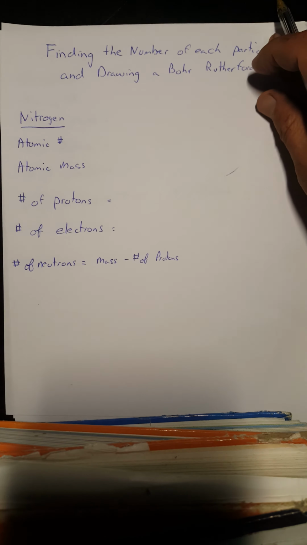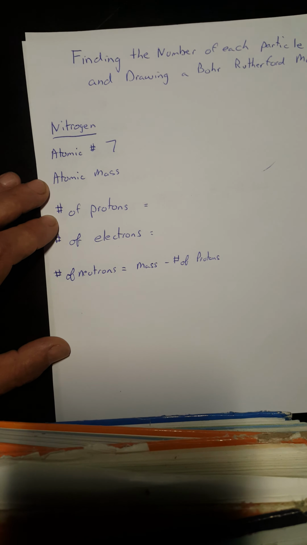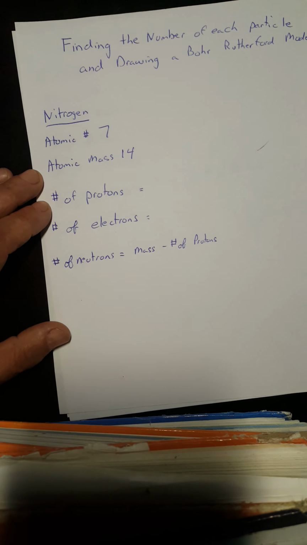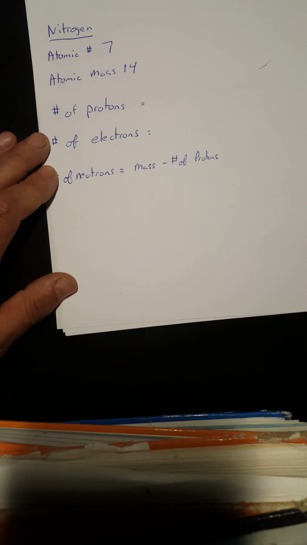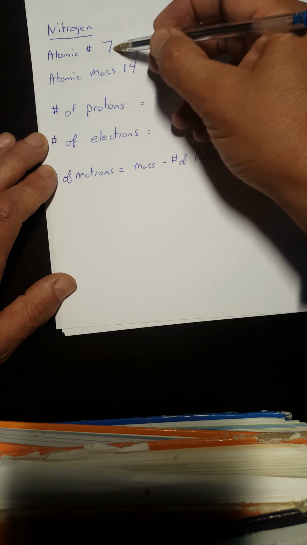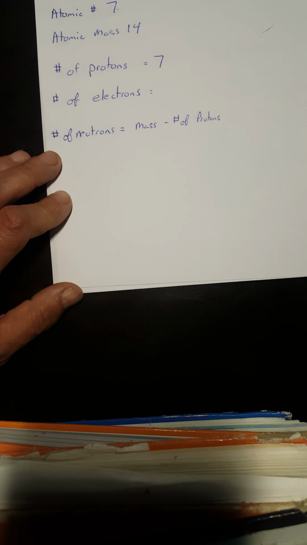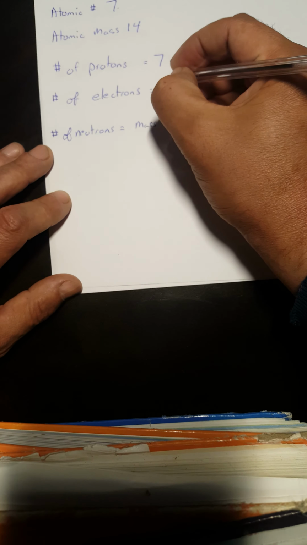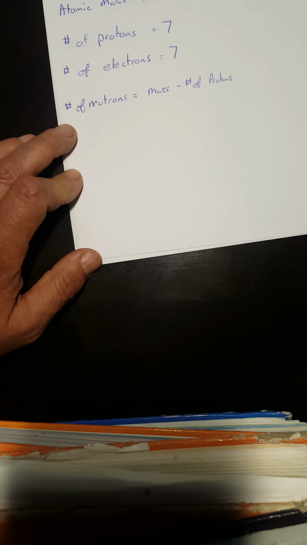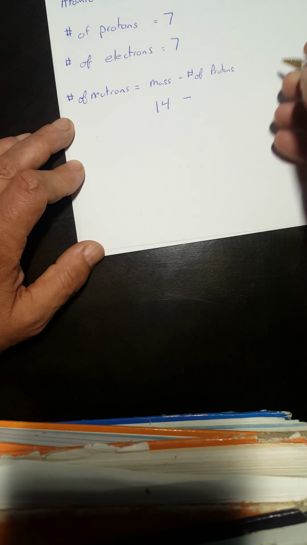mass is 14. So I've already got a piece of paper set up for us. So we've got the atomic number is 7, the atomic mass is 14. So from this and the notes that I've given you previously, we know that the number of protons is the same as the atomic number. That's what the atomic number tells us. And then the number of electrons is the same as the number of protons because every atom is electrically neutral. In order to find the number of neutrons, you take the atomic mass and you subtract the number of protons.